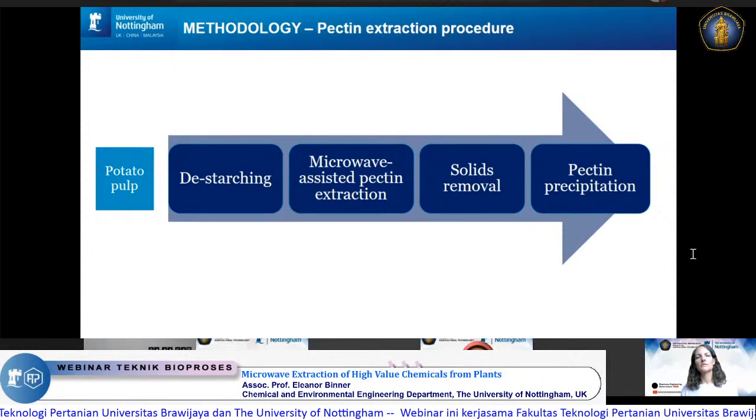We then do the microwave-assisted extraction, which is essentially you get the potato pulp, you add water to it, you heat it up to a certain temperature, and then we have to remove the solid, so we filter it, and then we precipitate out the pectin. So you end up with a liquid which you add an alcohol to, and the pectin precipitates out because it's not soluble in alcohol. So that separates it from the other extracts that might be in there. And then we analyze it using sugar analysis.